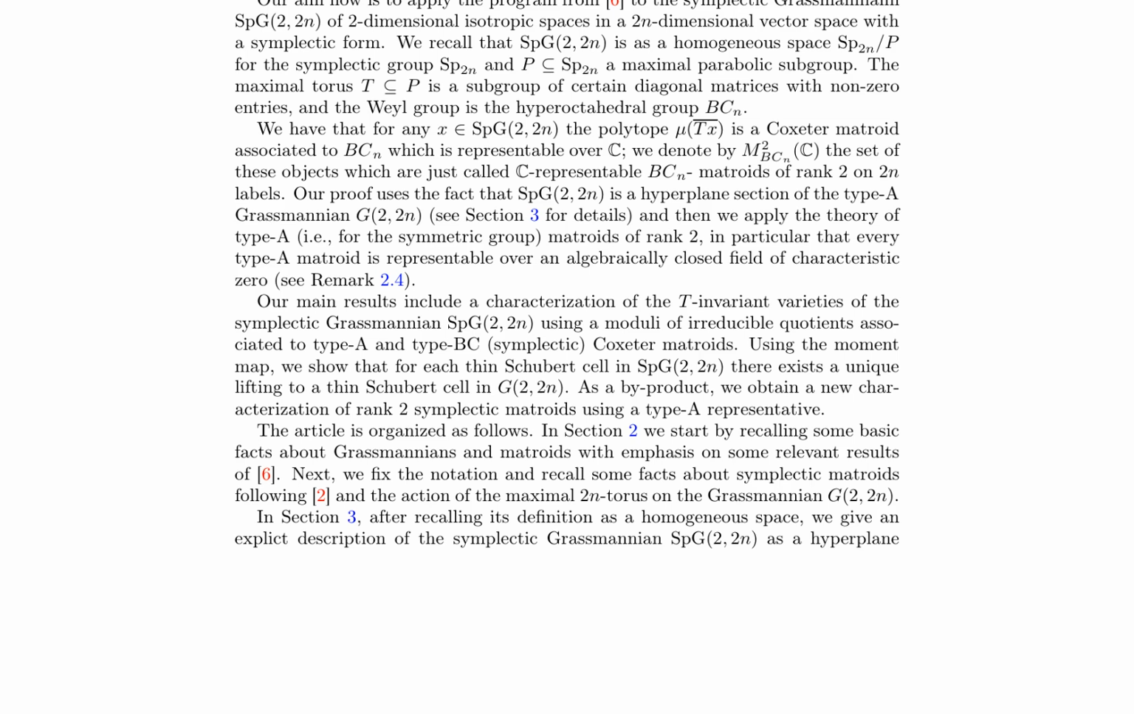This work contributes significantly to our understanding of symplectic Grassmannians and their relationship with type A Grassmannians, offering insights into the structure and properties of these spaces through the lens of Coxeter matroids and their representations.